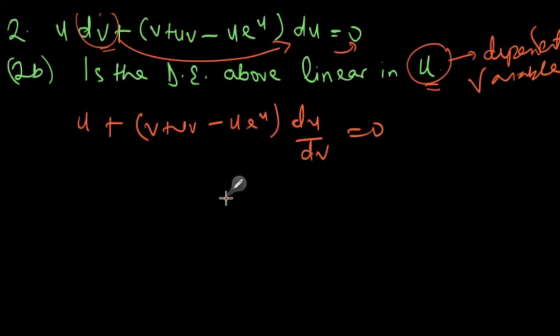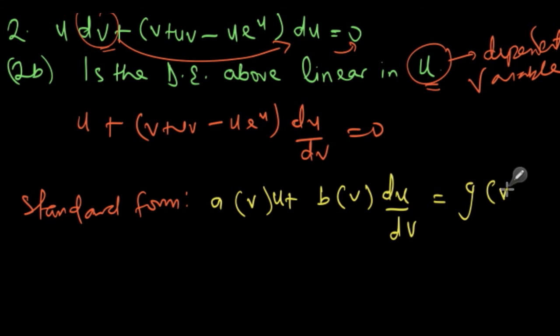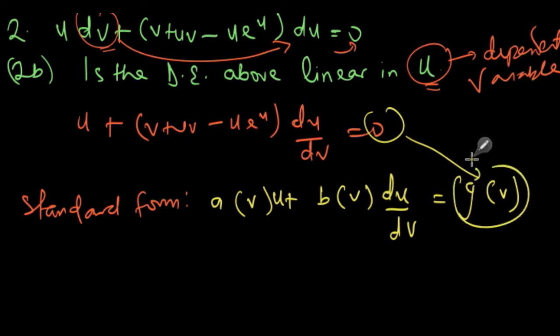Now if you compare this to the standard form of a linear differential equation in U, it should look something like this: you have A of V times U plus B of V times du/dv equals, let's call this, say, G of V. So if you compare them together, this maps to this, which is still correct.